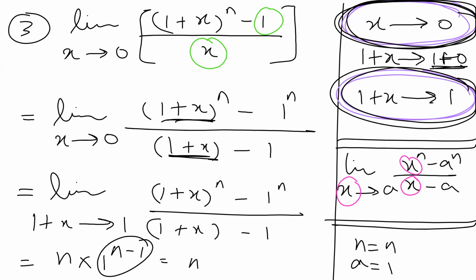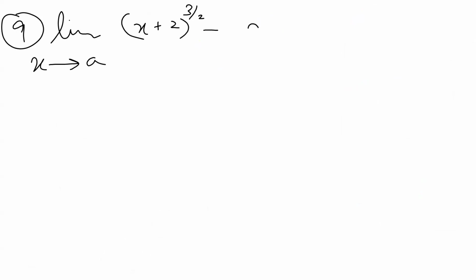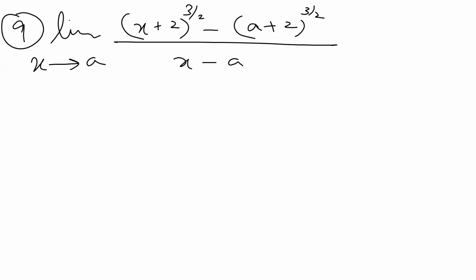So this was your question number 3. Let's go to question number 9. It is also a very similar problem. Question number 9: limit x approaching towards a, x plus 2 raised to 3 by 2 minus a plus 2 raised to 3 by 2 upon x minus a.